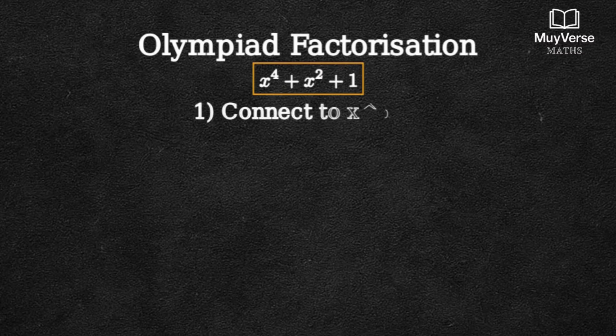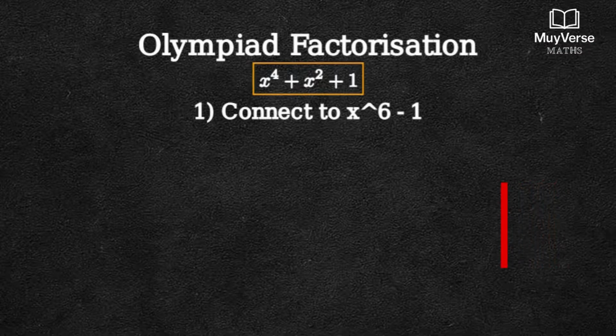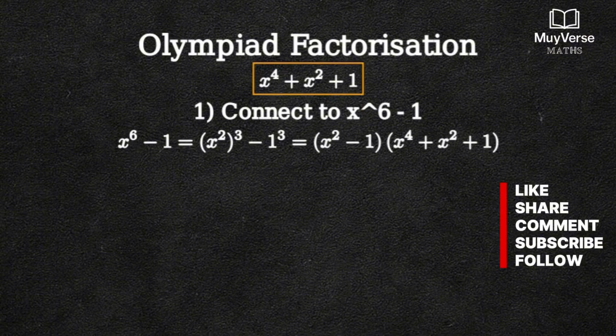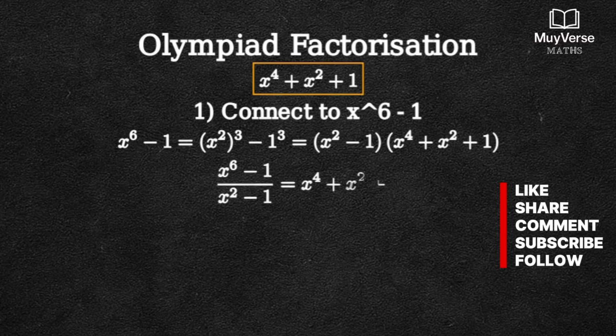Write x to the sixth minus 1 as (x squared) cubed minus 1 cubed. This equals (x squared minus 1) times (x to the fourth plus x squared plus 1). Therefore, our target equals the fraction x to the sixth minus 1 over x squared minus 1.